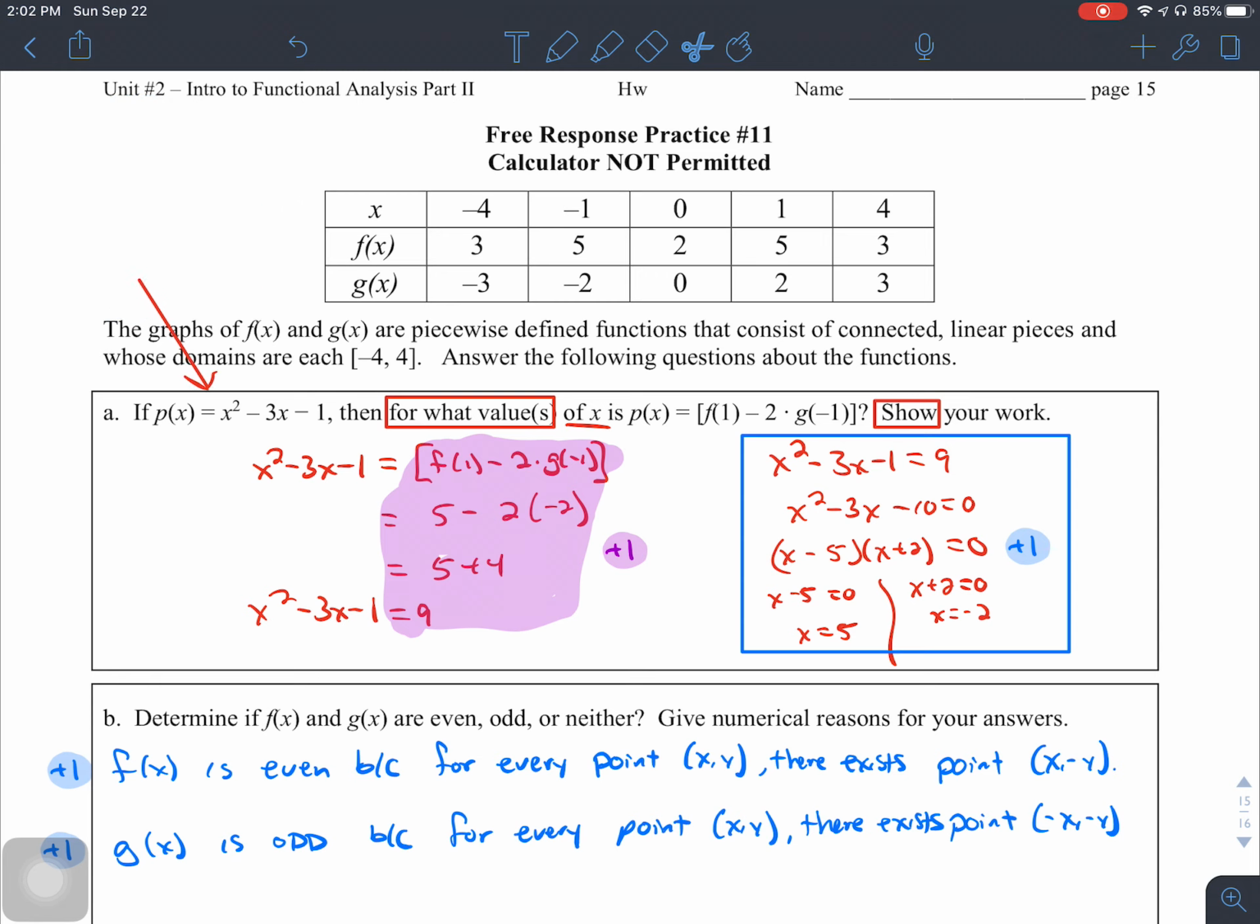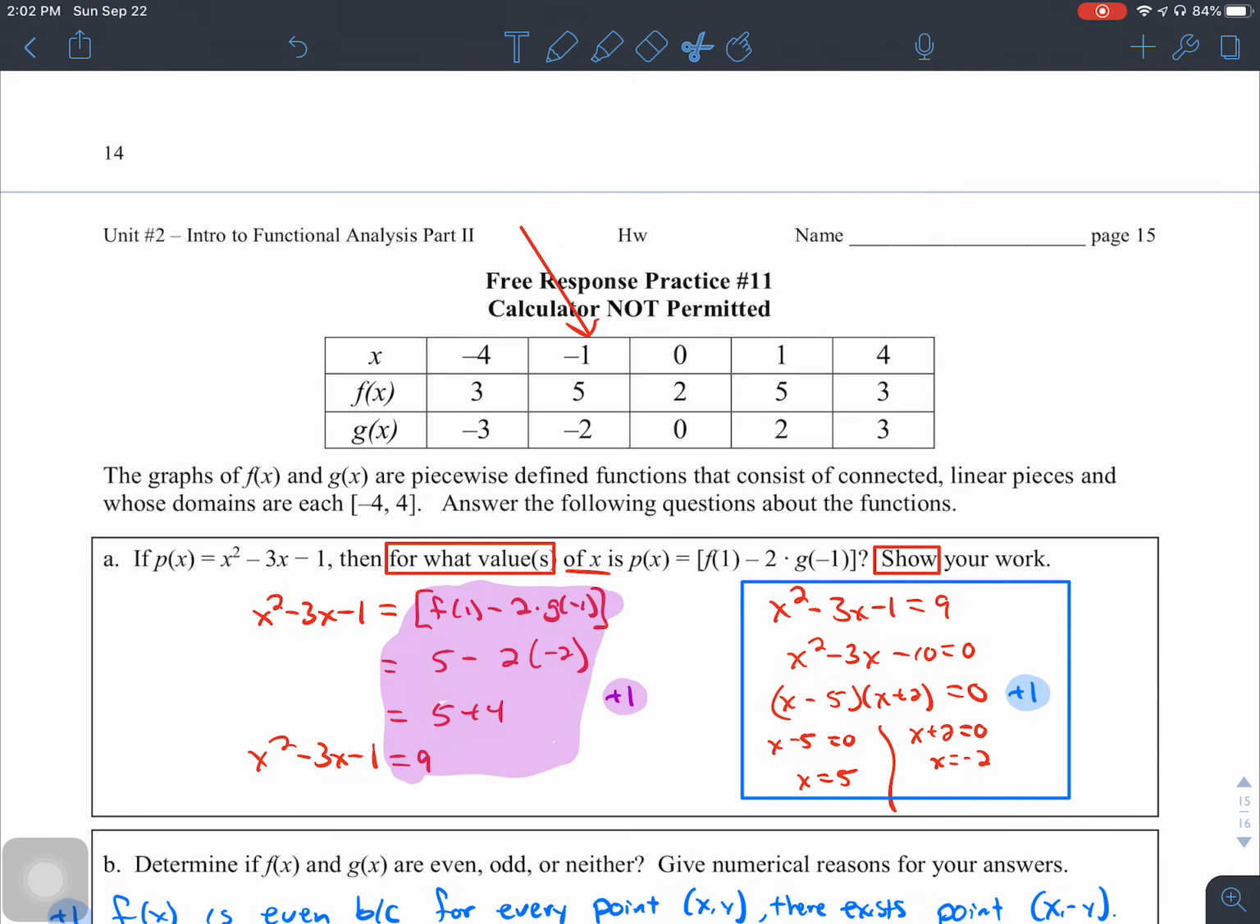Let's see. If p of x is x squared minus 3x minus 1, then for what values of x, we're trying to find x values, is p of x equal to f of 1 minus 2 times g of -1? Show your work. You get 1 point for figuring out that f of 1 minus 2 times g of -1 is 9. You get 1 point for setting that 9 equal to x squared minus 3x minus 1 and correctly solving it for -5 and 2.